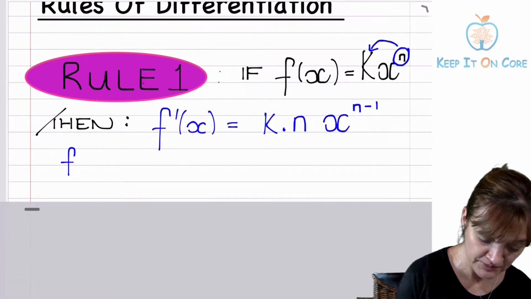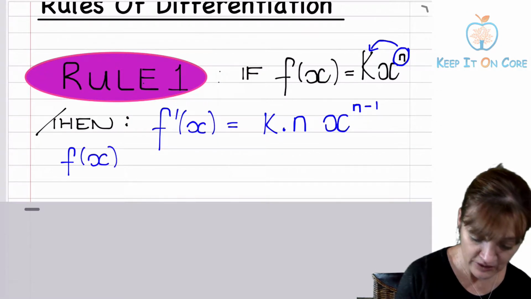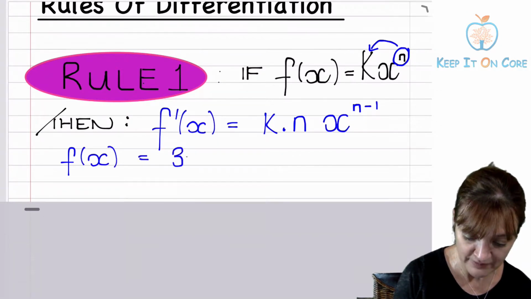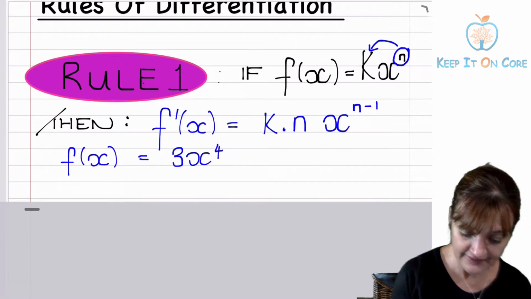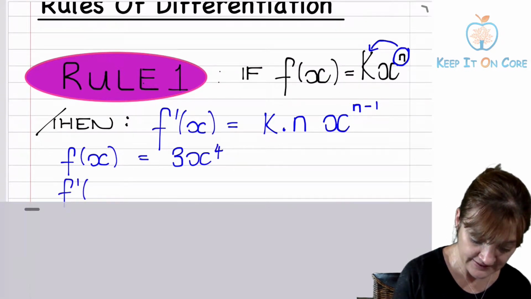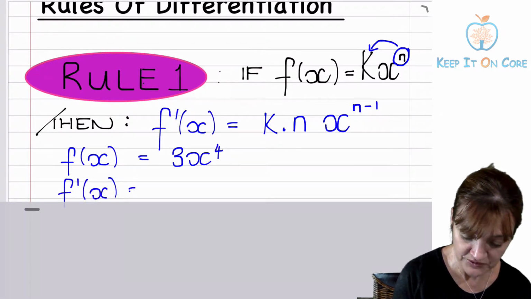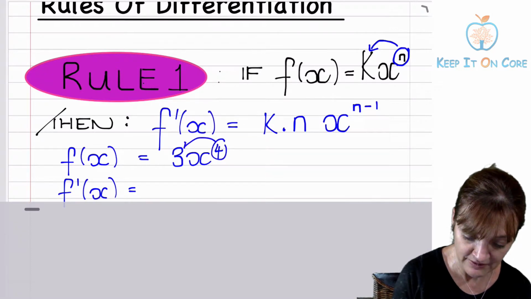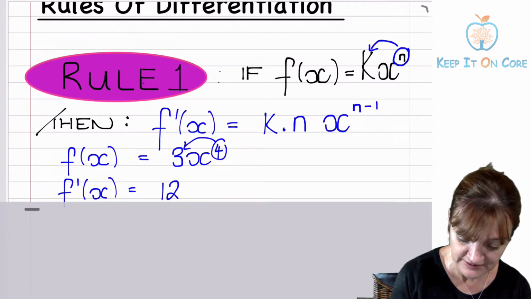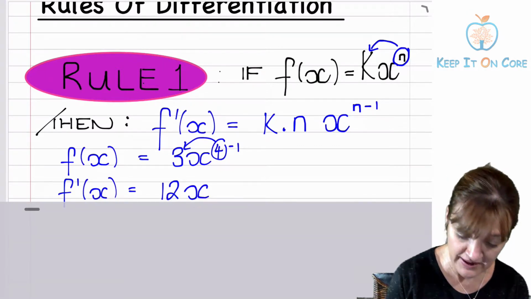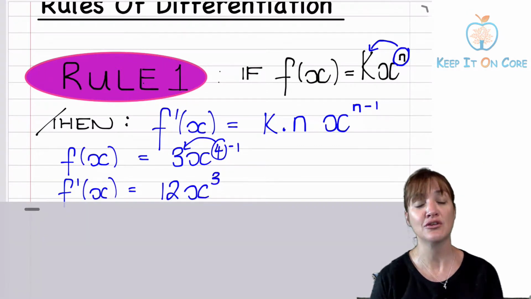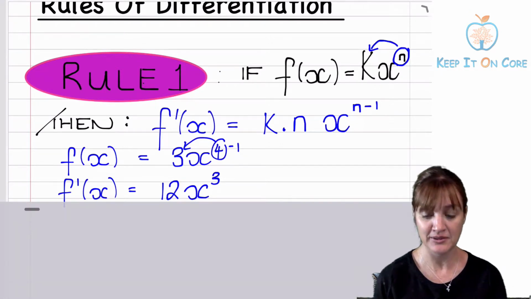For example, if I had 3x to the 4 as my f of x function, and I said find the derivative of it, the rule says that I have to take 4 and multiply it by the coefficient, 3 times 4 is 12, and I have to subtract 1 from my exponent, leaving me with 12x to the 3. There we go. That's what you have to do with that rule.